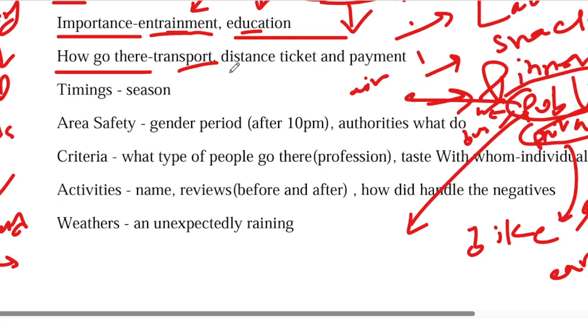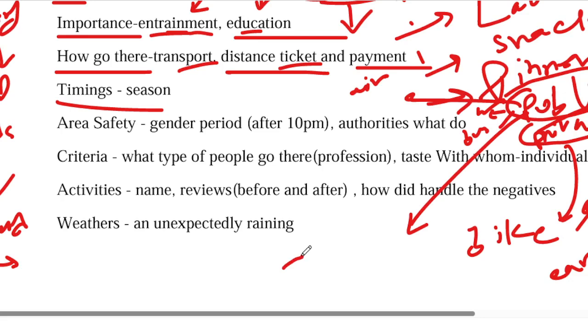And then you can talk about the distance. Maybe how far is it from your home? You can talk about the tickets. You can talk about the payment, right? These are the things you can also talk about. And then timings, the time you have gone there.